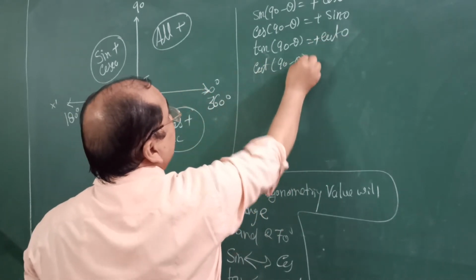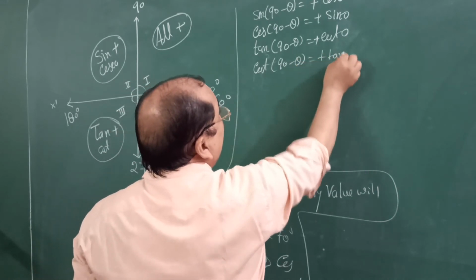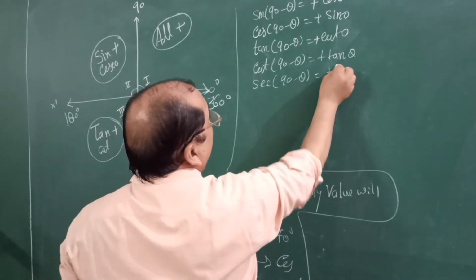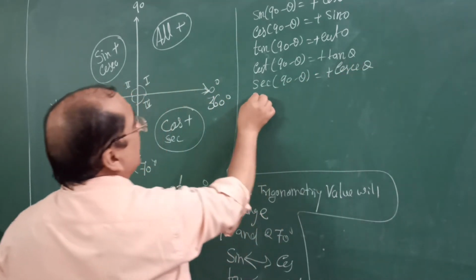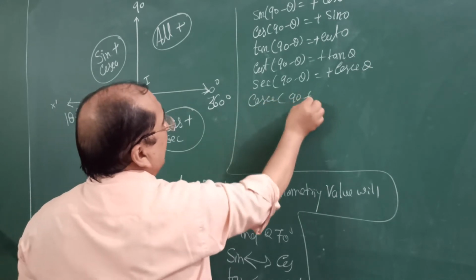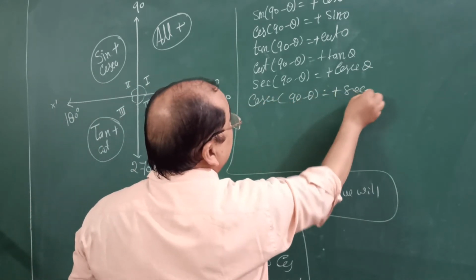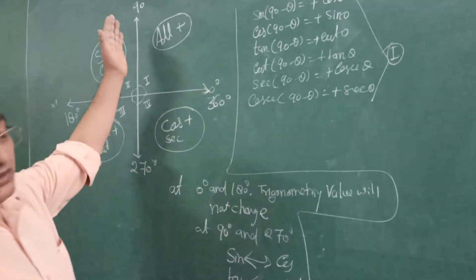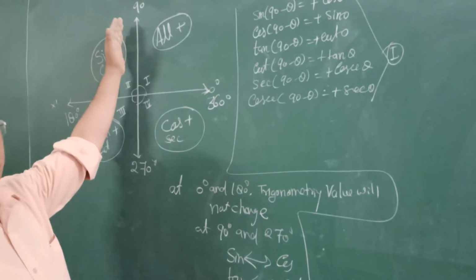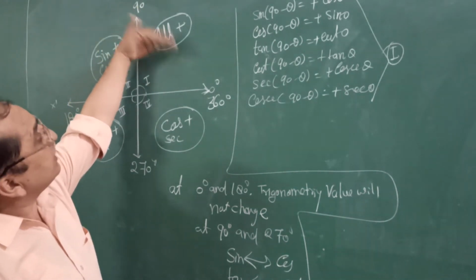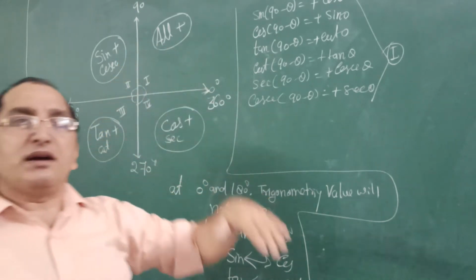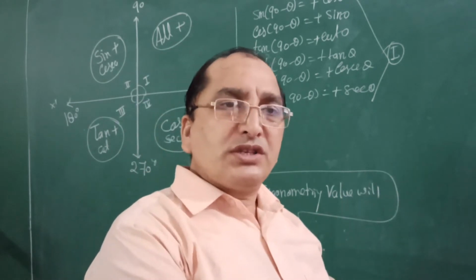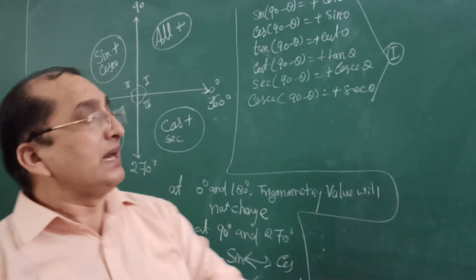Cot 90 minus theta means plus tan theta will come. Sec 90 minus theta means plus cosec theta, and cosec 90 minus theta means plus sec theta will come. This will come in the first quadrant. Now see, because we know that in the first quadrant all trigonometric values are positive. If you are jumping from 90 towards the first quadrant, all trigonometric values will come positive, and the trigonometric value will change in this pattern: sine to cos, cos into sine, tan into cot, cot into tan, this way.